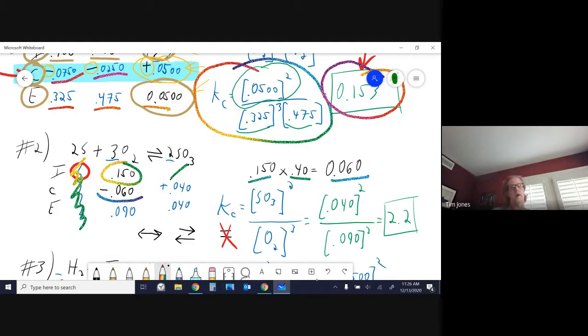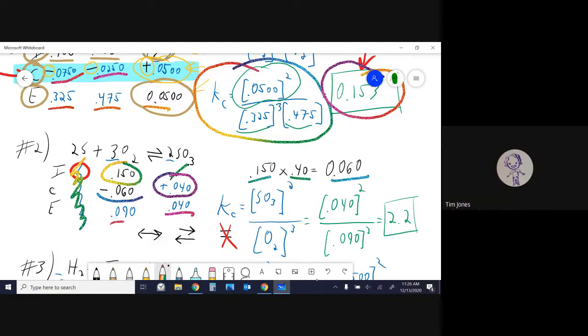And again, once I know how one chemical changes, I can figure out the others. I don't care about the sulfur, but I had to do a 3:2 ratio, and that gave me the 0.040. Got my equilibrium amounts, plugged those into the expression, and got an answer of 2.2 for the final answer here.